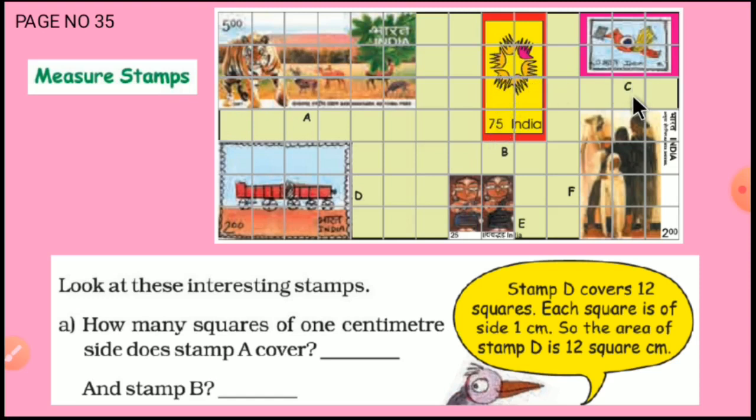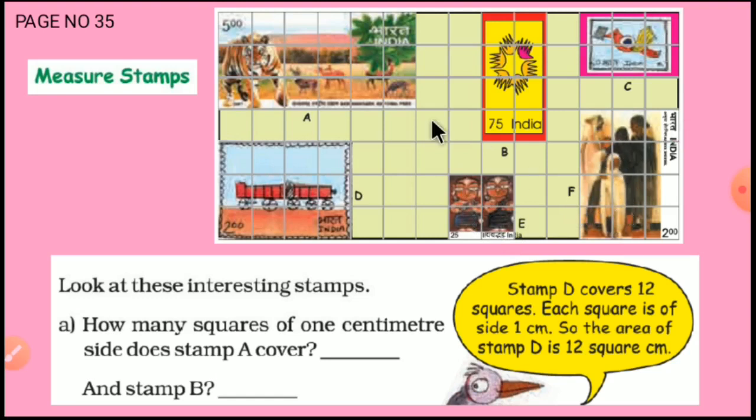In this C, it requires 3 2 ja 6 squares. Then in D stamp there are 1, 2, 3, 4, and here also 1, 2, 3. So 4 3 ja 12 squares it requires. This stamp E requires 4 squares, and once again stamp F requires 3 4 ja 12.